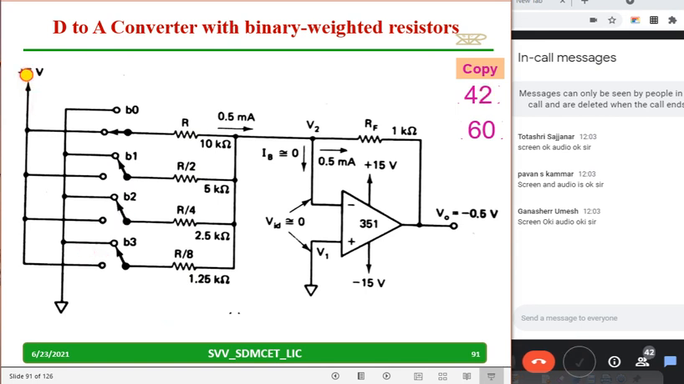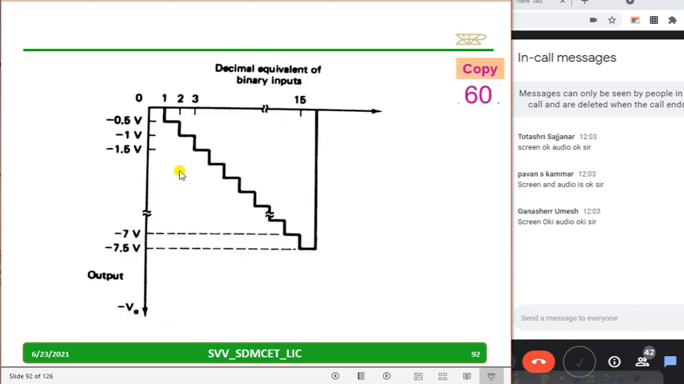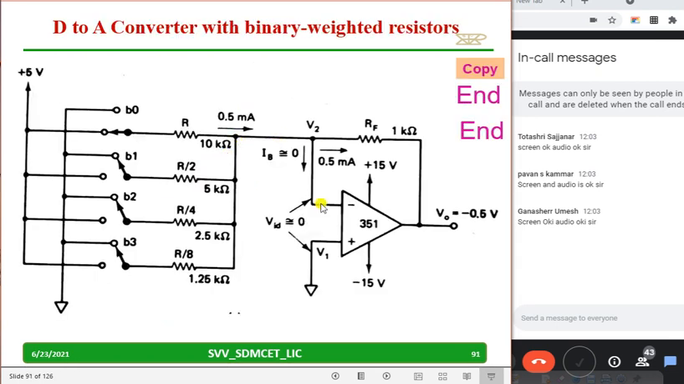No need to copy, all this information will be available, we can copy down later. And what voltages will I get? A negative voltage. Last class also I told, because I am using an inverting terminal. You might have observed here, I am using an inverting terminal, hence the output will be negative. I am giving a positive input voltage.